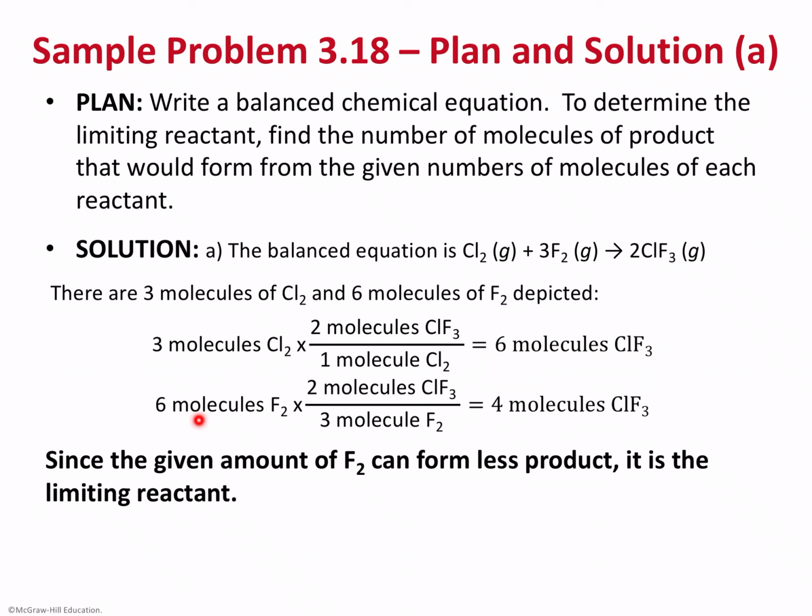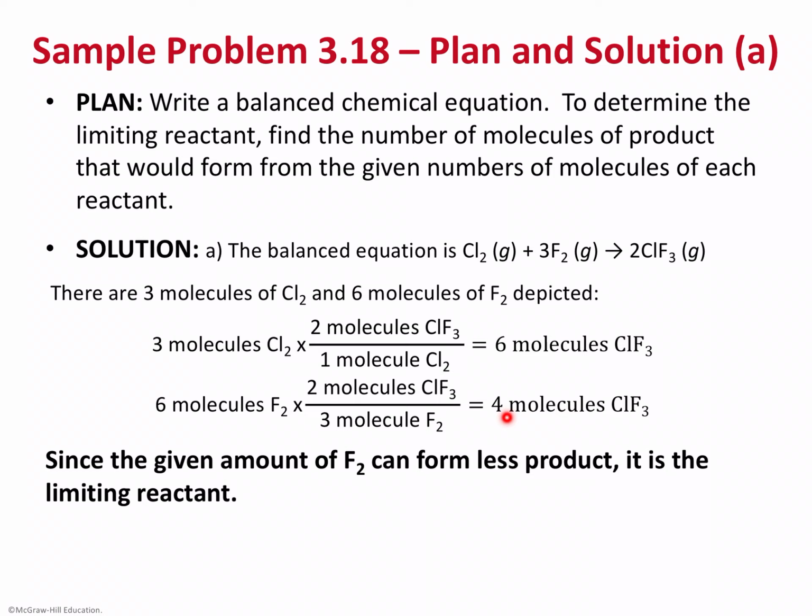And then we were given 6 molecules of fluorine. And then we use the molar ratio. Fluorine to ClF3 is 3 to 2. So 3 molecules of fluorine gives you 2 molecules of ClF3. So the number of molecules of ClF3 is going to be 4.